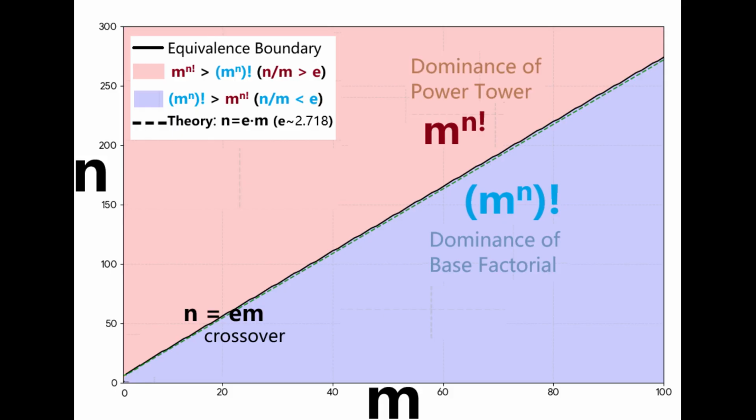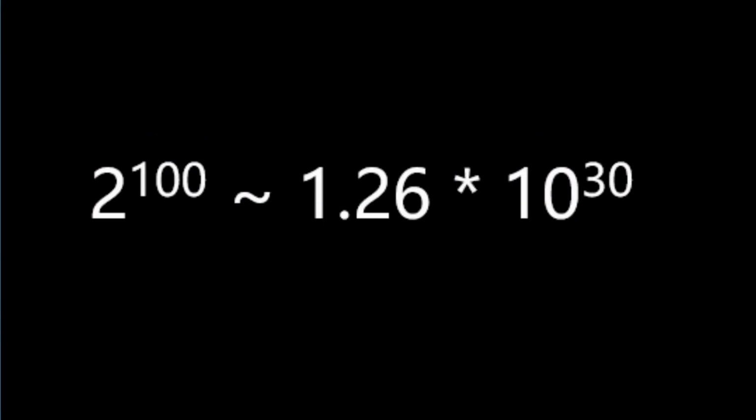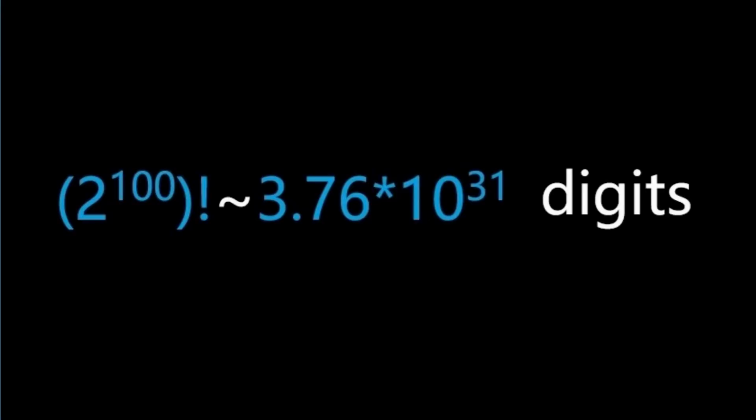Let's test our map with some real giants. First up, m equals 2, n equals 100. So we're comparing the factorial of 2 raised to the 100 versus 2 to the power of 100 factorial. Now, 2 to the power of 100 is already a massive number, it's about 1.26 followed by 30 zeros. So the factorial of 2 raised to the power of 100, is the factorial of a number with 31 digits. That's a lot of digits. How many exactly? About 3.76 times 10 to the power of 31 digits.